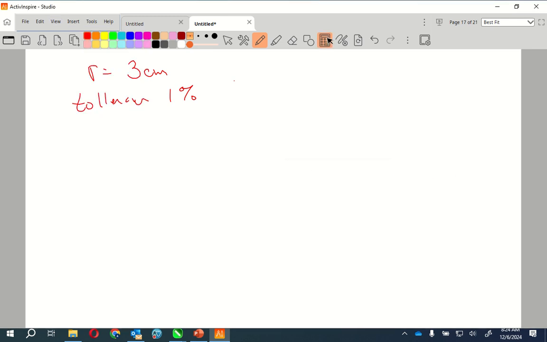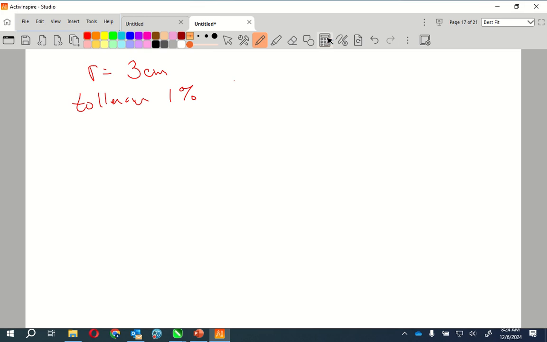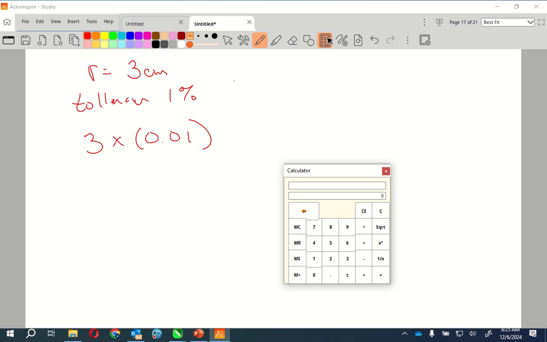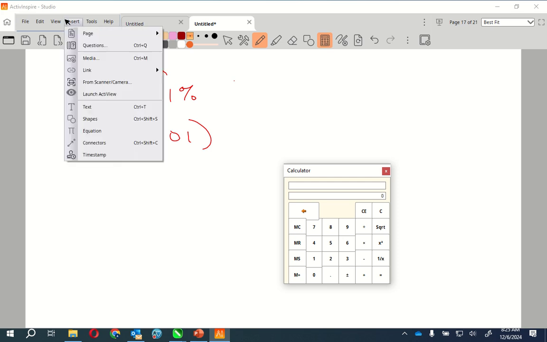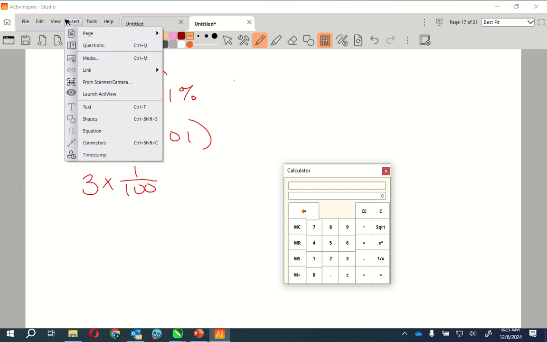Okay. So 1% of that 3 centimeters. What is 1% of that 3 centimeters? It is going to be my 3 times my 1% as a decimal, which will be 0.01. That's 1% as a decimal, right? You could also do it as a fraction if you want to, which would be 3 times 1 over 100, is 1% also, but as a decimal it's right there.